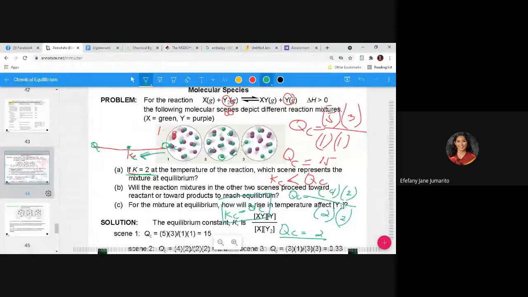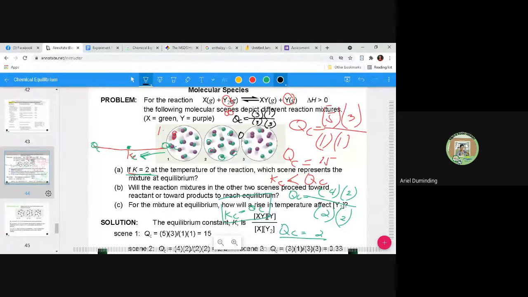Now what about letter C? Number 3. The XY is three pieces. Then Y is one. X is 3. Then Y2 is 3. Okay, what about this one?